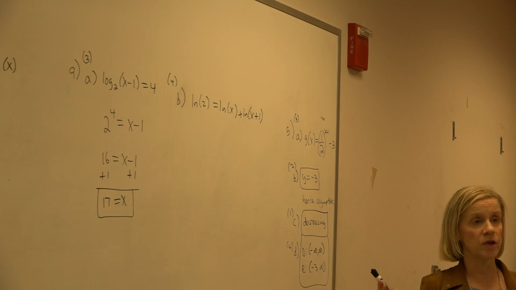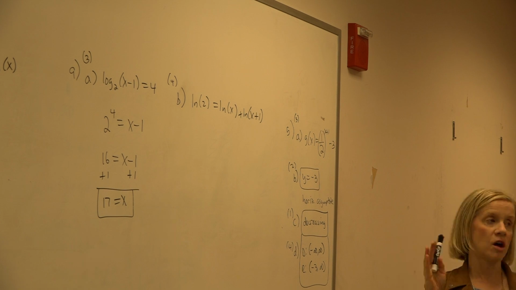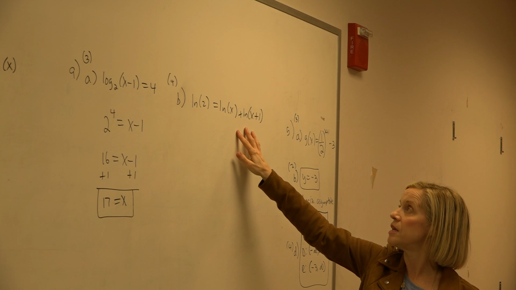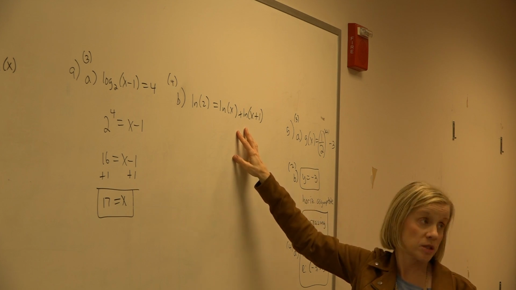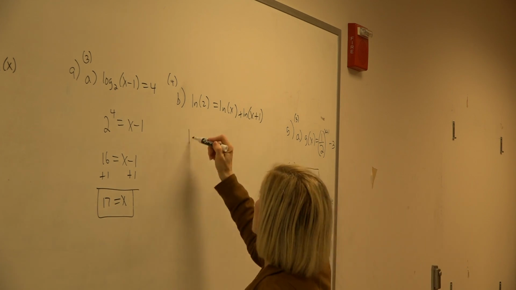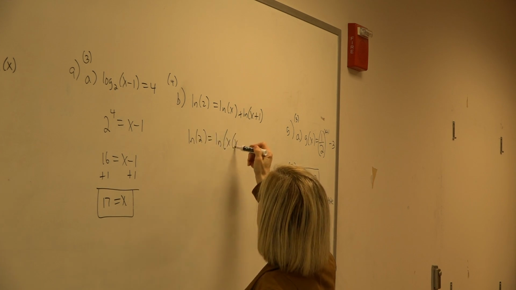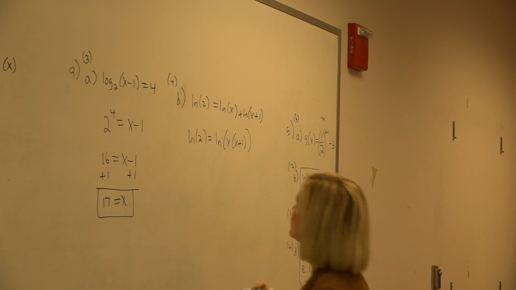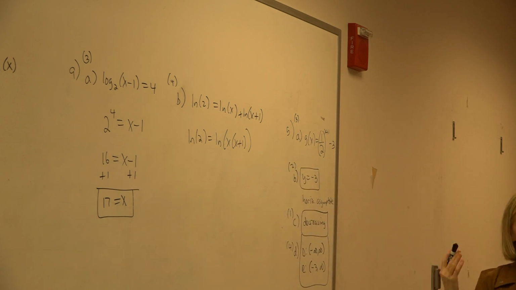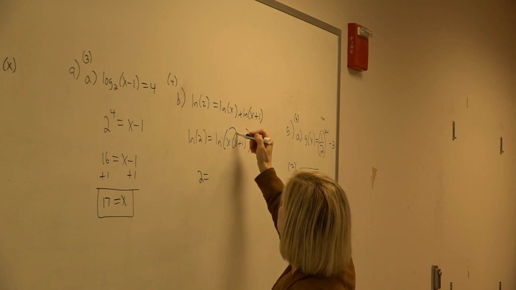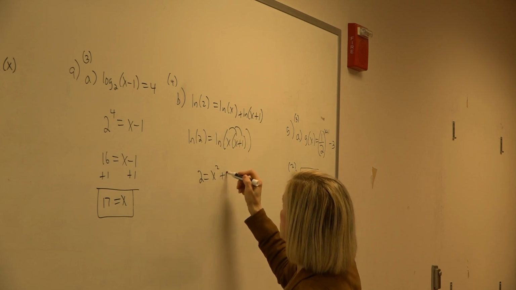So we'll be able to use the one-to-one property, but first we want to get one logarithm on each side. So we're going to take two separate logarithms, same base of e, with addition, and combine them to be multiplication. So we have ln2 equals ln of x times (x plus 1). And so now, since we have the same logarithm on each side, log base e, we can use the one-to-one property and set the quantities equal to each other. So we've got 2 equals, and I'll distribute, x squared plus x.